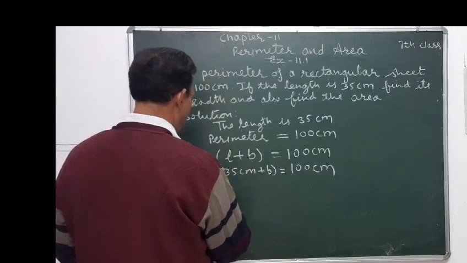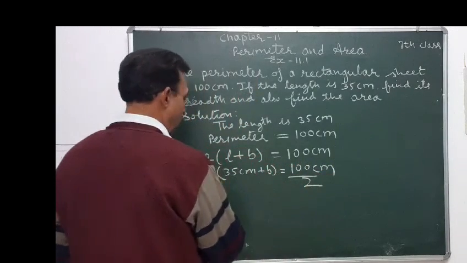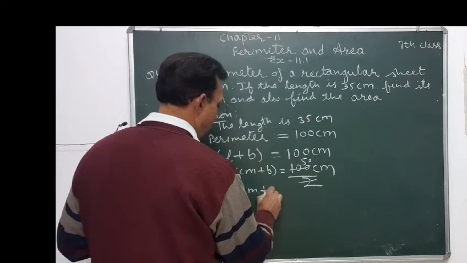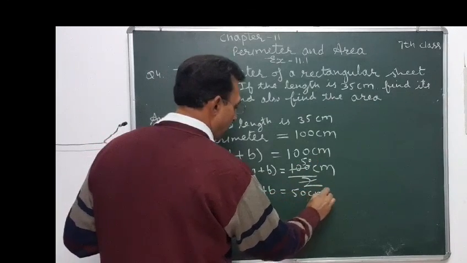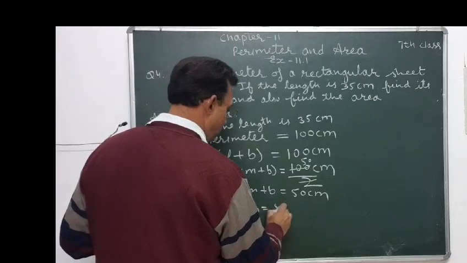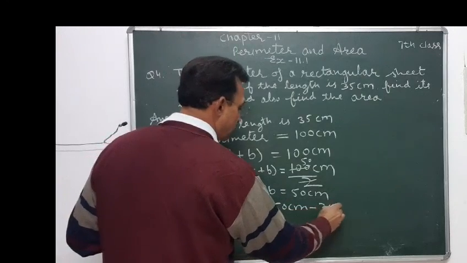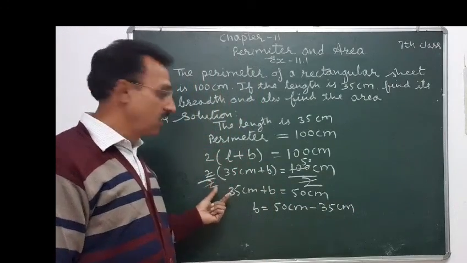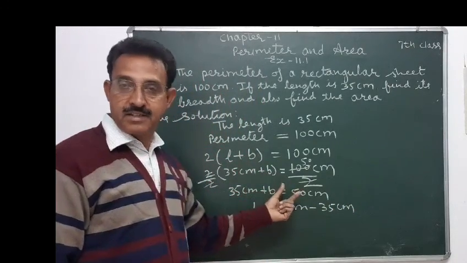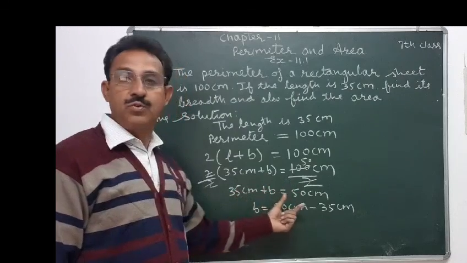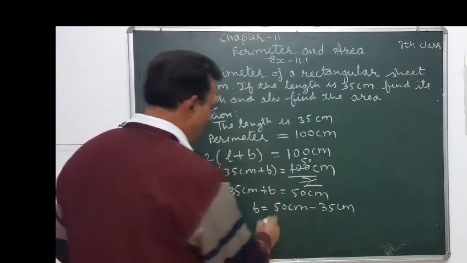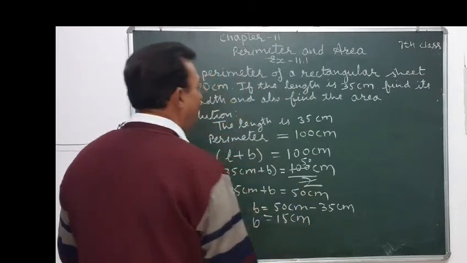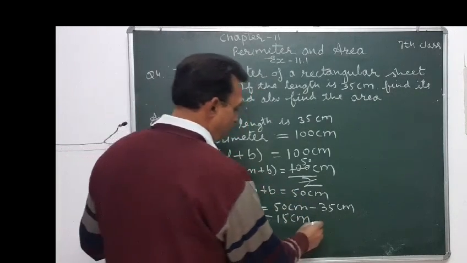Dividing both sides by 2, we get 50 here. So 35 centimeter plus breadth is equal to 50 centimeter. And breadth is equal to 50 centimeter minus 35 centimeter. We are just transposing 35 centimeter to the right hand side, and its sign will be changed into a negative sign. So the answer is 15 centimeter. So the breadth of the rectangular sheet is 15 centimeter.